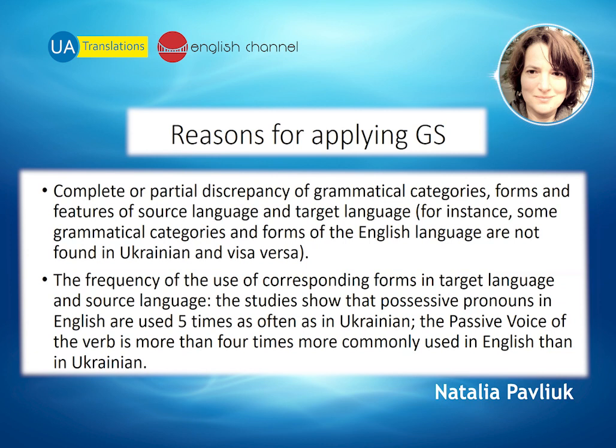Another reason is the frequency of the use of corresponding forms in the target language and source language. For example, studies show that possessive pronouns in English are used 5 times as often as in Ukrainian, and the passive voice of the verb is more than 4 times more commonly used in English than in Ukrainian. You have probably noticed that possessive pronouns are really frequent in English texts, and it makes a Ukrainian translation quite awkward if we translate all of them.